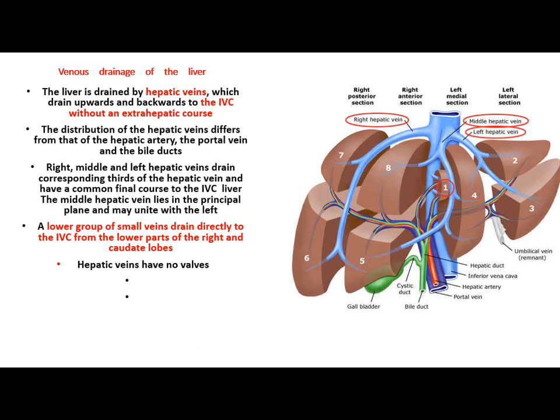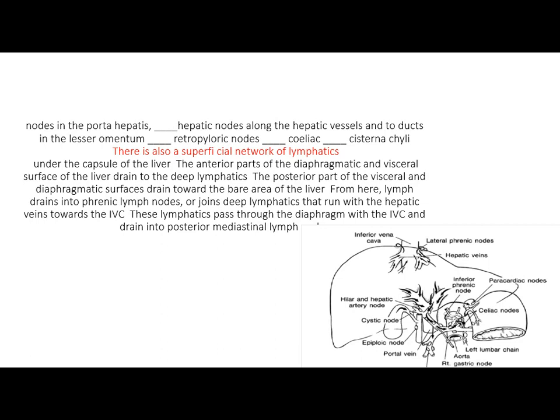Hepatic veins have no valves. Lymphatic drainage: there is lymphatic drainage to the porta hepatis lymph nodes, the retrobiliary lymph nodes, the celiac trunk lymph nodes and the cisterna chyli. There is also a superficial network of lymph nodes under the capsule of the liver and the anterior part of the diaphragm and viscera, which drains into the deep lymphatics.